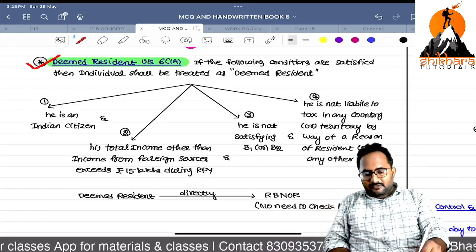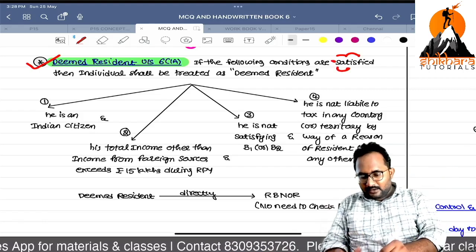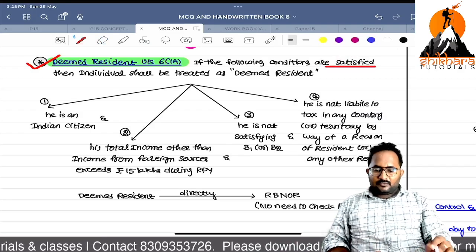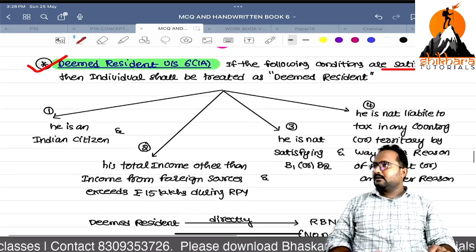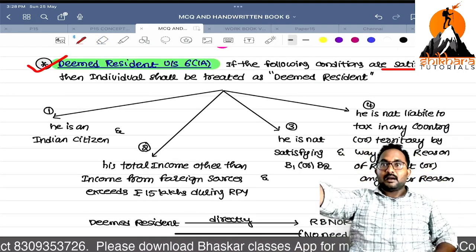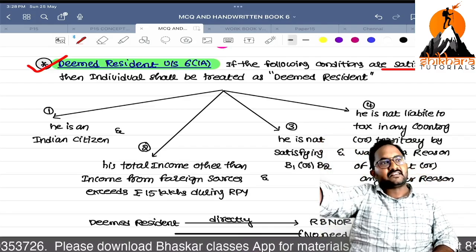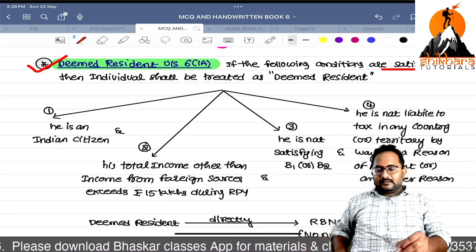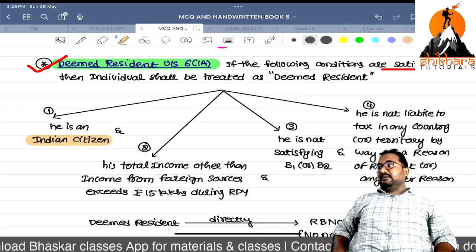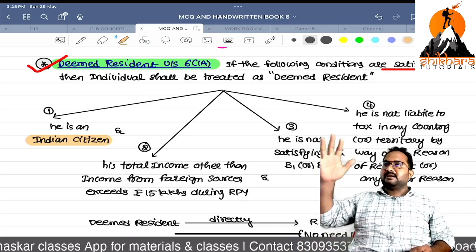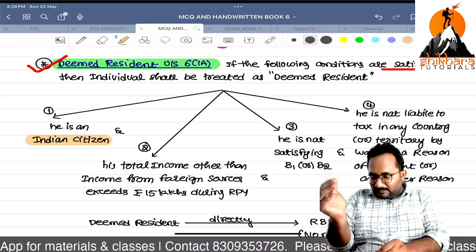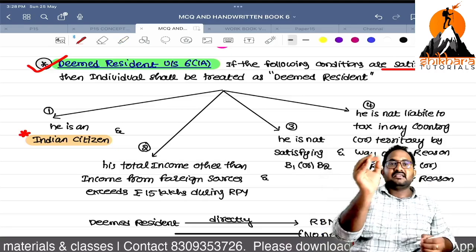What is a deemed resident? If the following conditions are satisfied, automatically we can treat that person as a deemed resident. I will tell you. First of all, this is unfavorable to the SSCs only. I will tell you the reason. He is not a resident, but we deem him to be treated as a resident. First one, sir, this provision is applicable for an Indian citizen only. Treating a foreign citizen as a deemed resident is impossible. If you want to treat one person as a deemed resident, that person must be an Indian citizen.